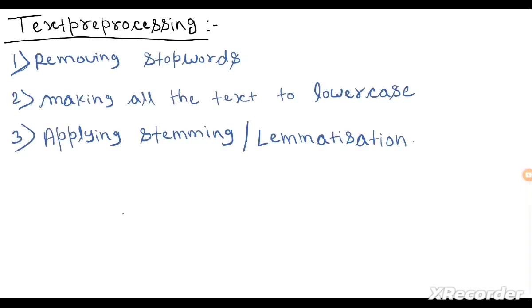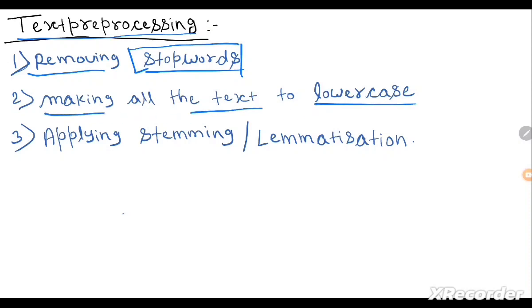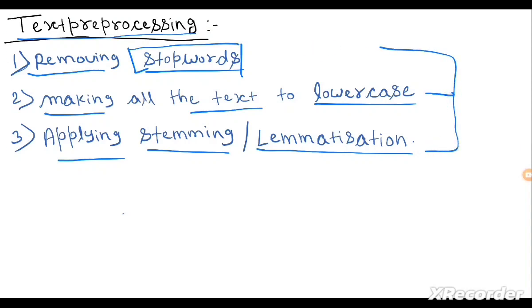In text preprocessing, we are concerned with three steps. First, removing stopwords. We have already seen what stopwords are. Second, making all the text lowercase. And third, applying stemming or lemmatization, depending on our use case. These are the three steps that we use in text preprocessing, and in most NLP tasks we do these three steps.